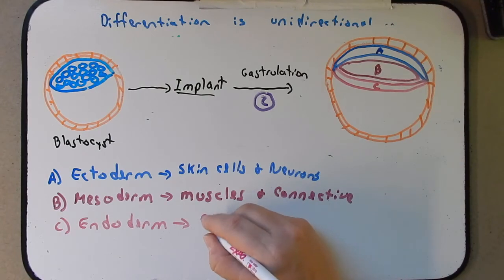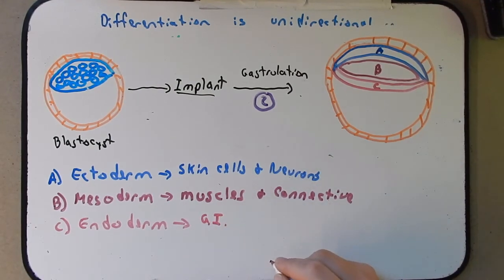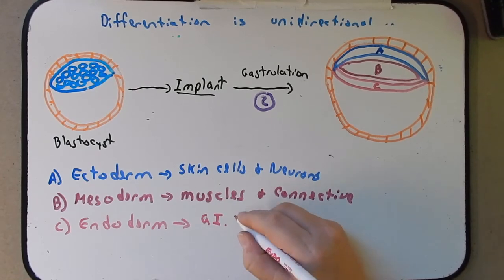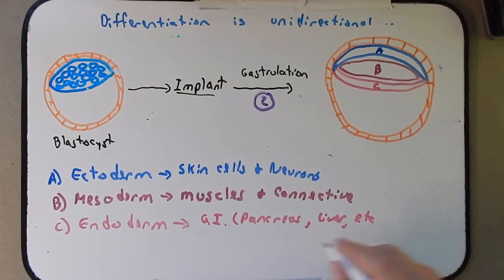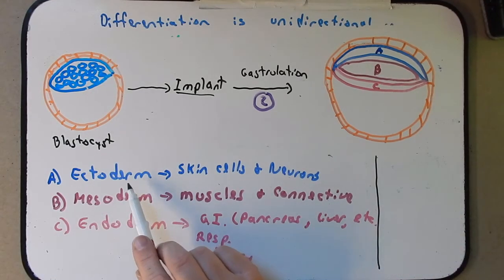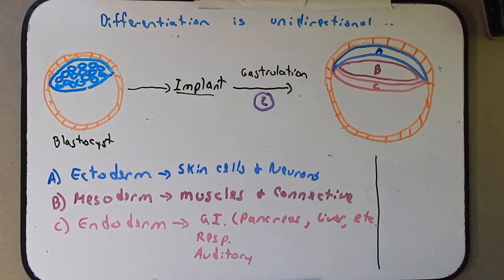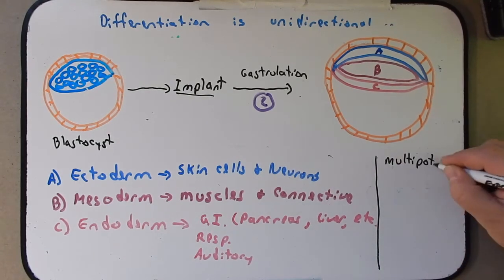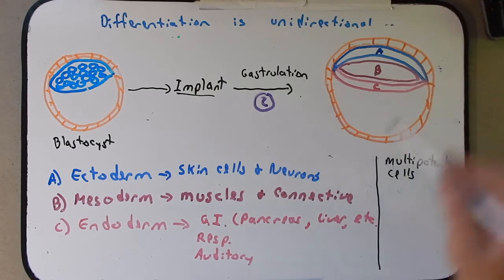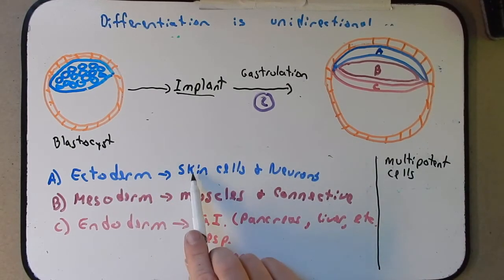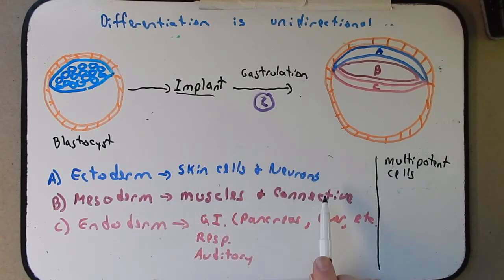Endoderm becomes our gastrointestinal tract, including pancreas, liver, and all the organs of, or at least most of the organs of the GI tract. They also become respiratory tract, auditory tract, and other tissues as well, but these are the main ones. All of these cells in the ectoderm, mesoderm, and endoderm are what we call multipotent cells. They have the potential to become, for the ectoderm, skin cells or neurons, mesoderm, muscles and connective tissues, endoderm, GI cells, respiratory cells, and auditory cells, as well as others.